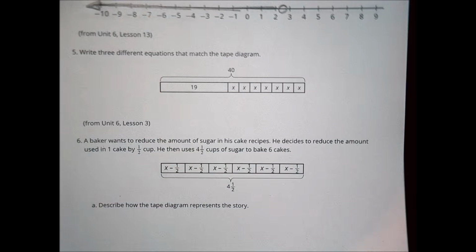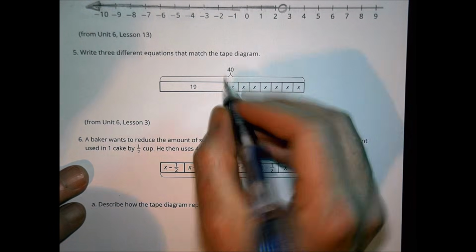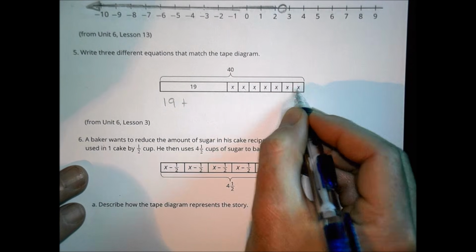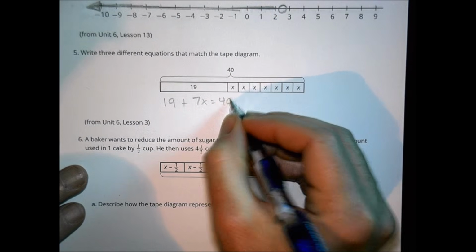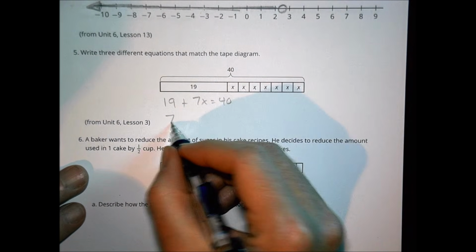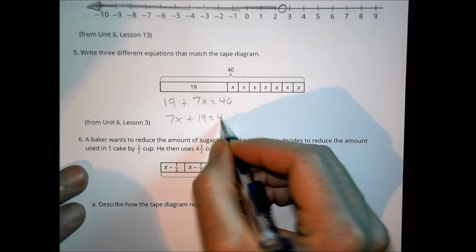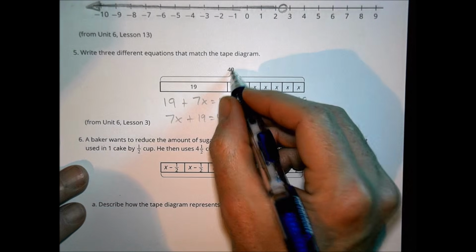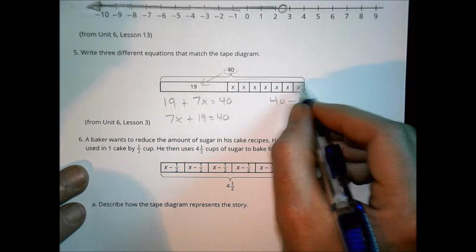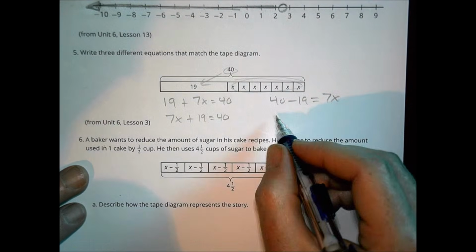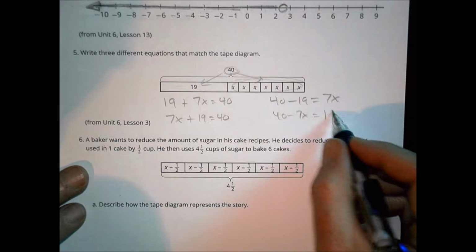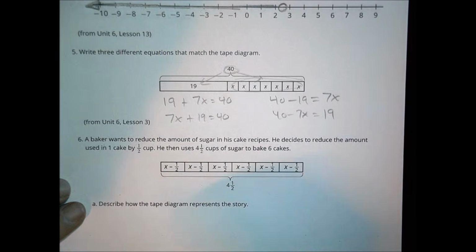Number 5, write 3 different equations that match the tape diagram. So what could we say? We could say this is 19 plus 1, 2, 3, 4, 5, 6, 7x equals 40. We could change the order and say 7x plus 19 equals 40. We could start moving things around and say 40 minus 19, so 40 minus the 19 is going to equal what's left with the 7x. That works there. Or we could do 40 minus the 7x equals the 19. Right? Just moving some stuff around. Any of those are fine, and you might think of some other ones as well.